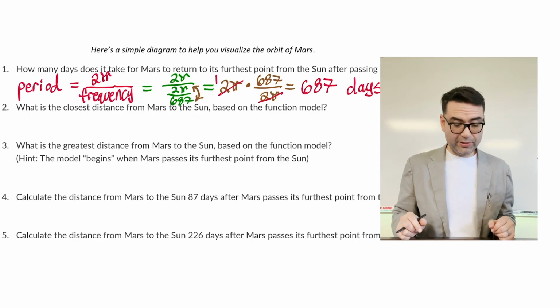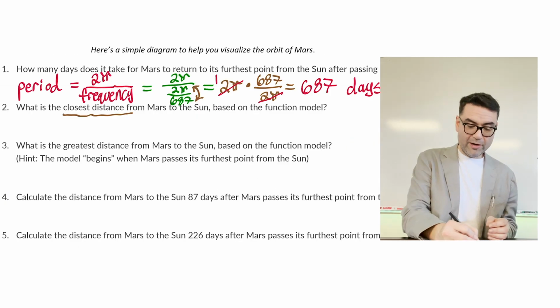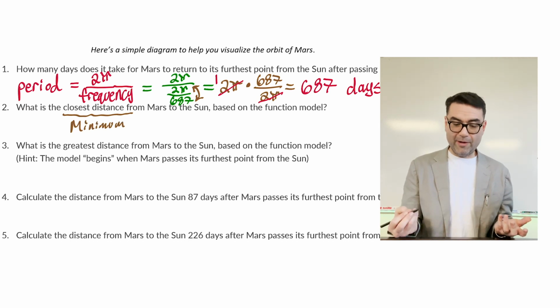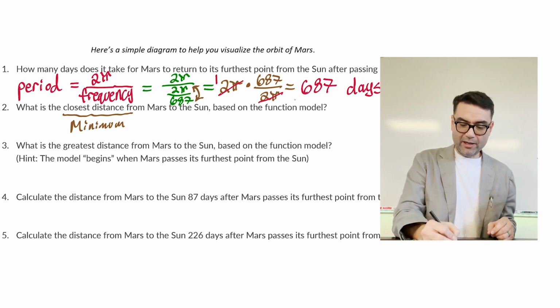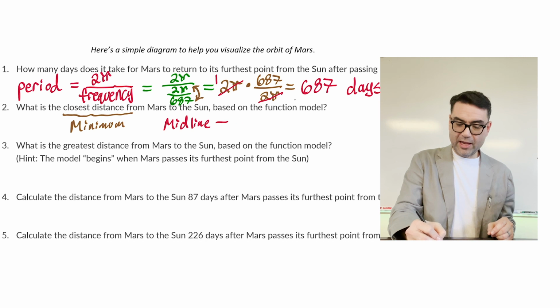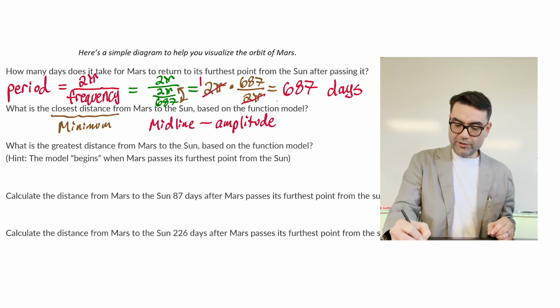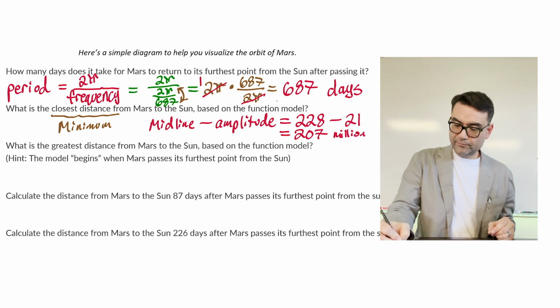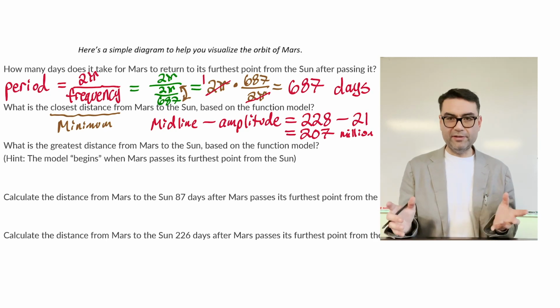So to correctly answer number 2, it says, what is the closest distance? This would be our minimum. It would be the minimum of our distance function because we're modeling distance from the sun. We would take our midline value and subtract the amplitude, which in this case would be 228 minus 21. So this would be 207 million kilometers, right? Because our unit is in millions of km.